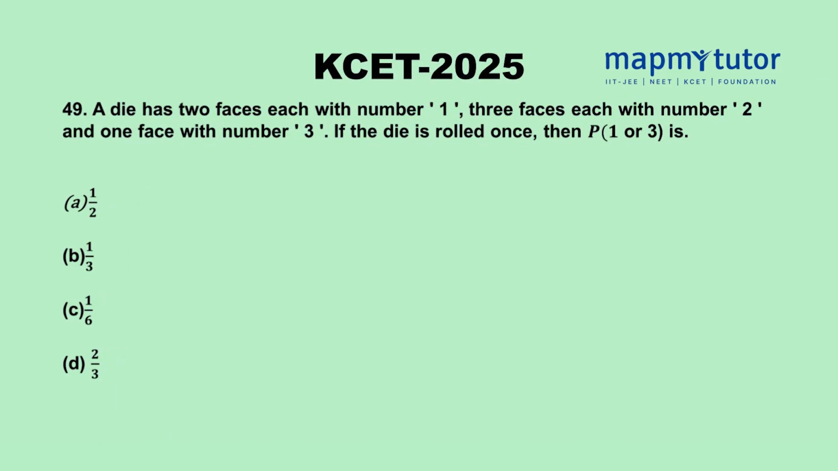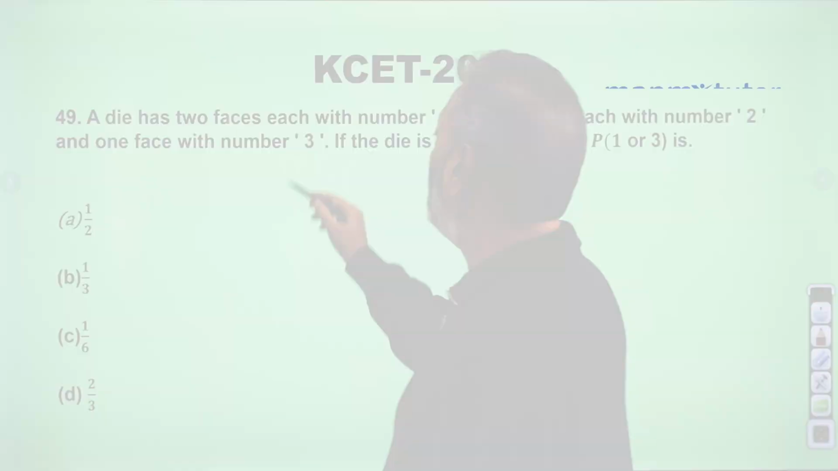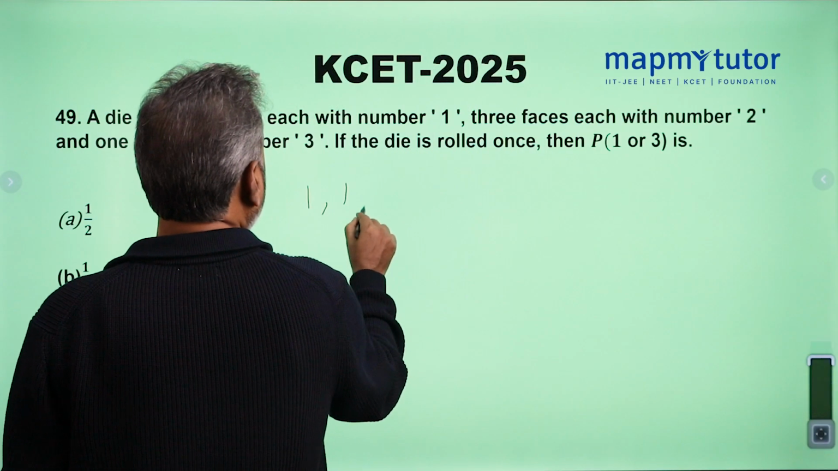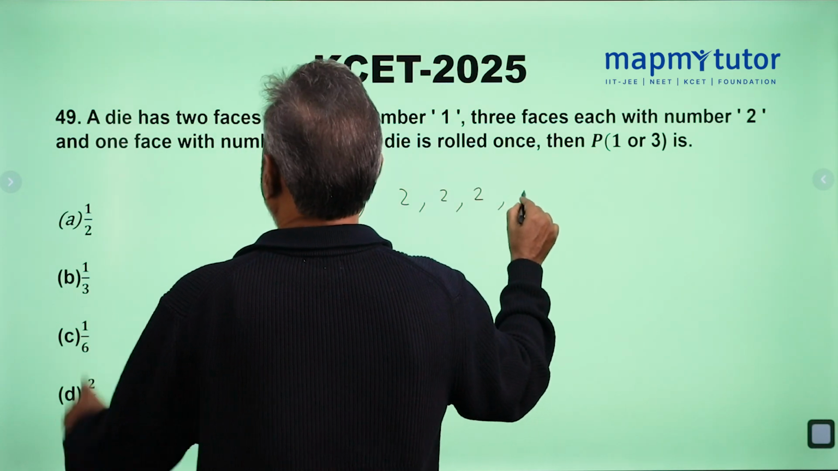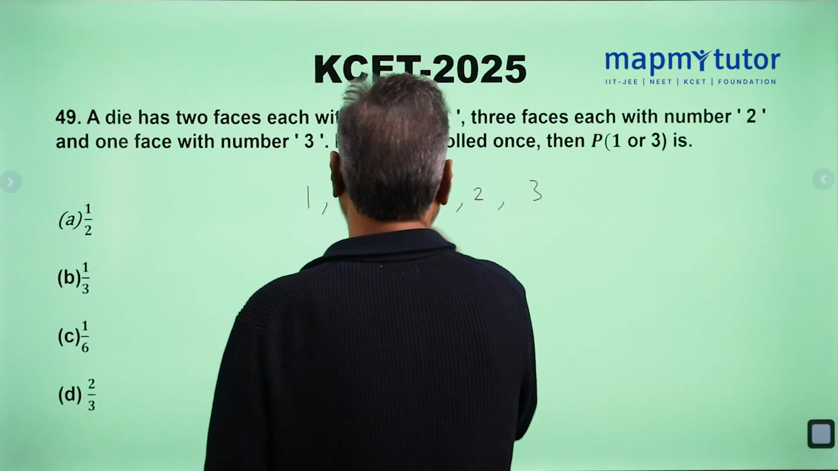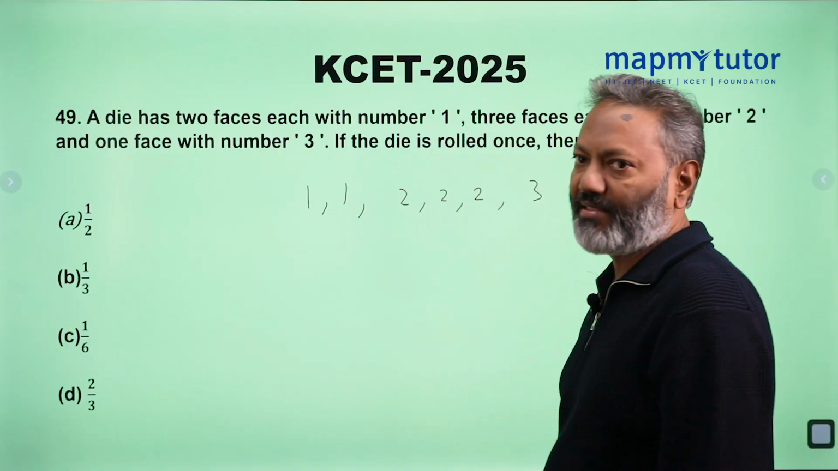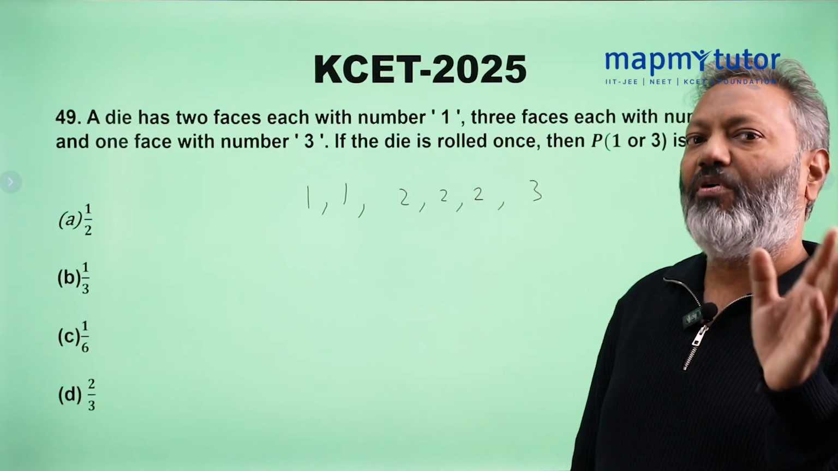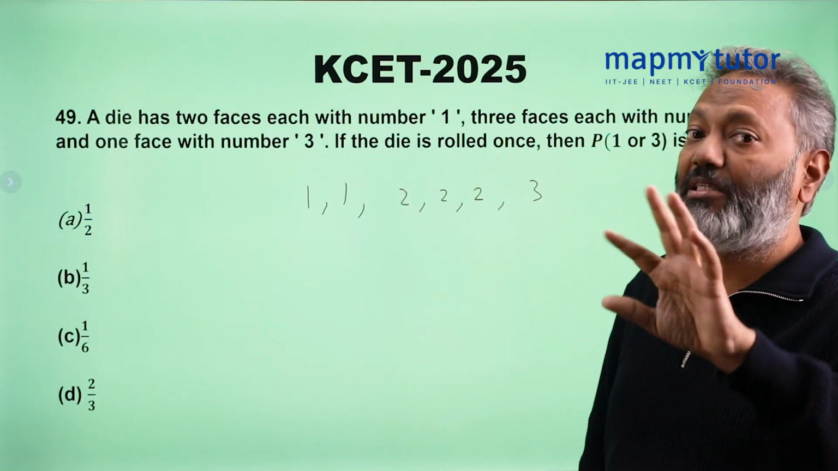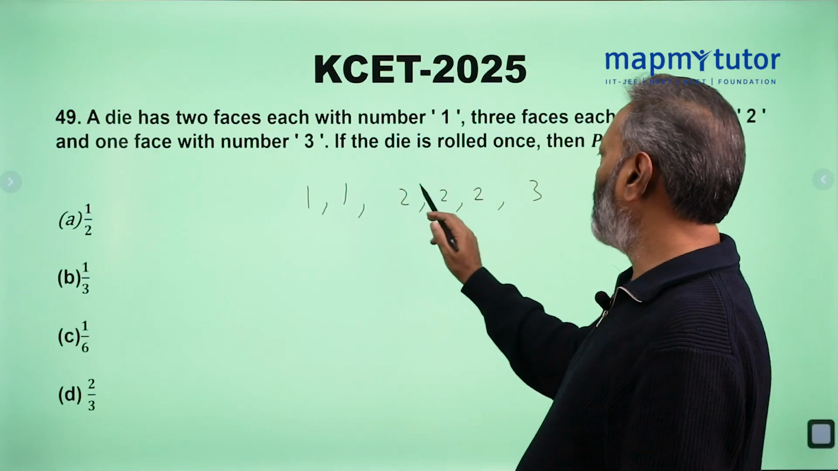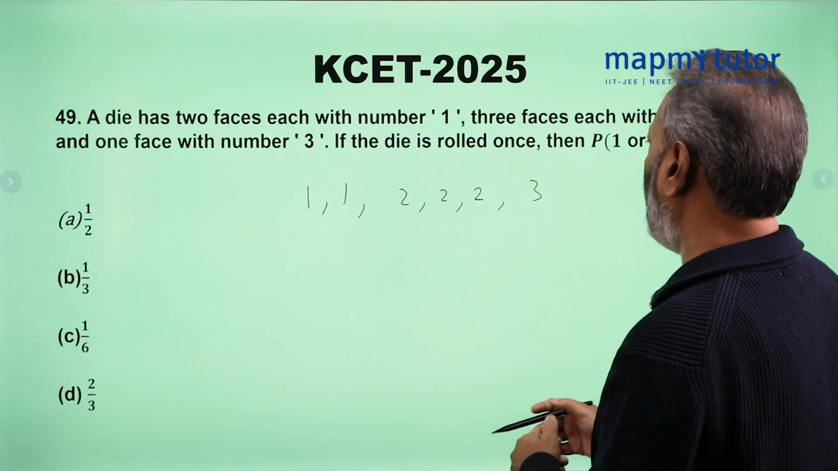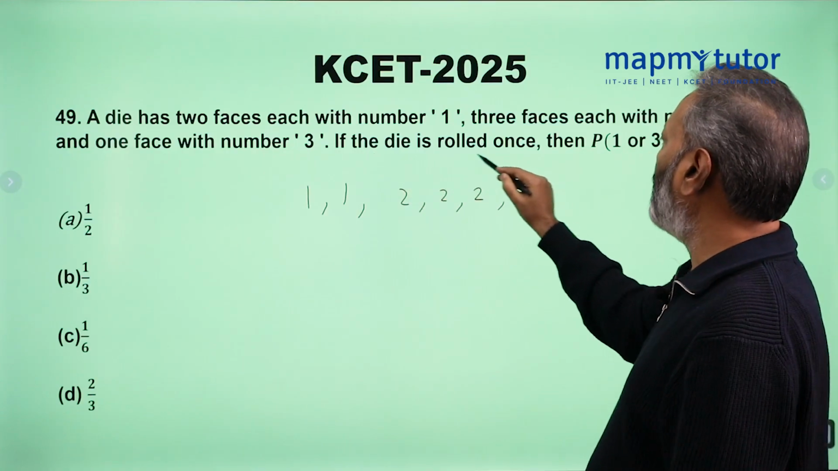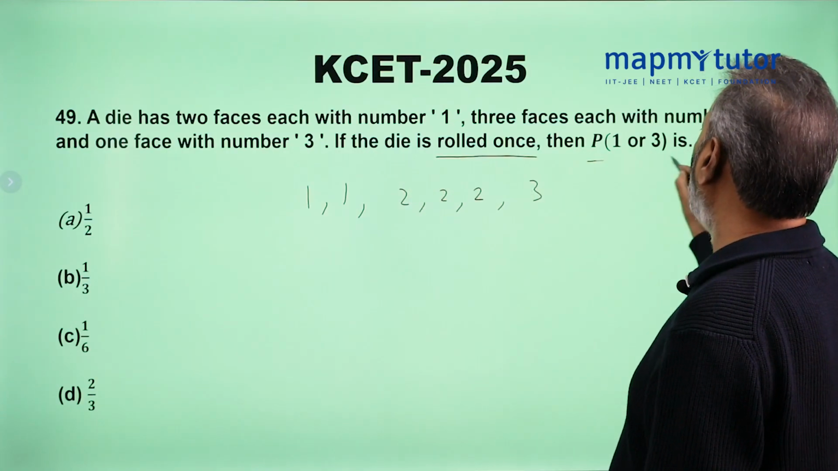A die has 2 faces, each with number... actually, a die has 6 faces, but 2 faces with number 1, 3 faces with number 2, and 1 face with 3. Count them? Yes, 6 faces. Usually 6 faces will be given like 1, 2, 3, 4, 5, 6. But here it is a special die. 1, 1, 2, 2, 2, 3 are the numbers placed on the faces of the die. And if the die is rolled once, then what is P of 1 or 3?